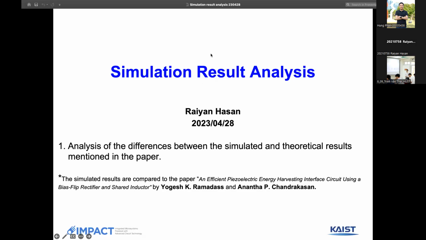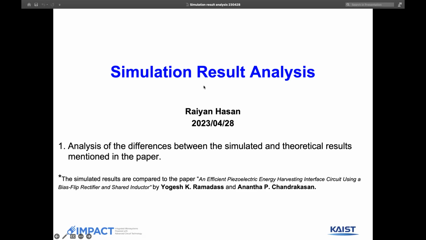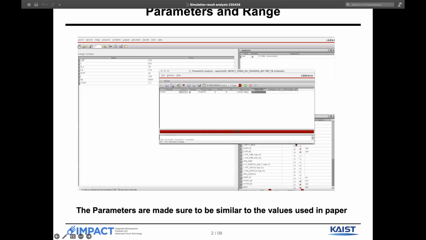Okay, all right. So this presentation is an analysis of the simulation result we obtained in the last week. So in the last meeting, we were analyzing the differences between the simulation and the theoretical results mentioned in the paper. The parameters and range used for this analysis are as follows. So the capacitor is 12 nanometer, and this is how the parameters actually work.